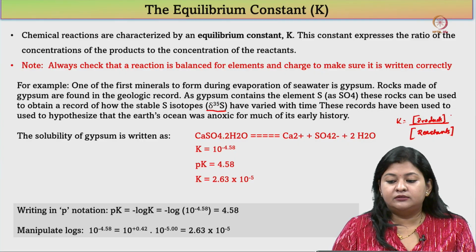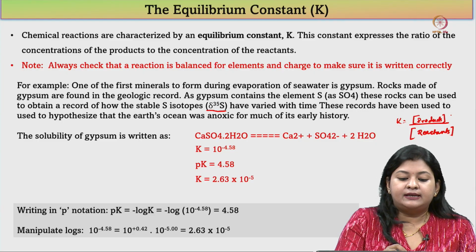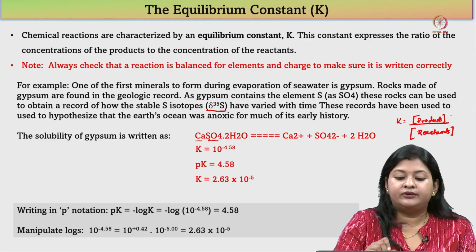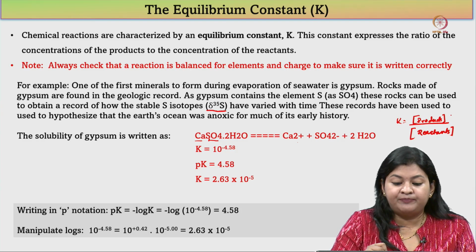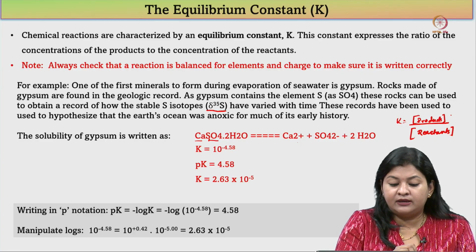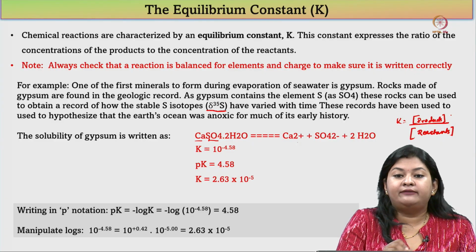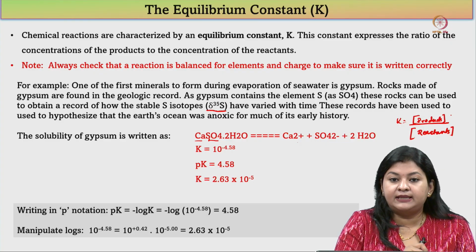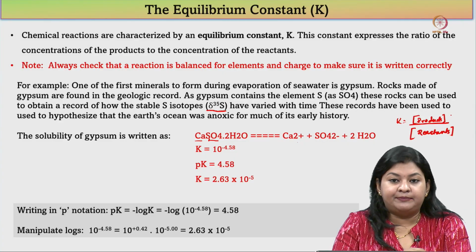So, this equation we write: gypsum, that is CaSO4·2H2O, which is a hydrated form, will form Ca2+ plus SO4 2- plus 2H2O. And the equilibrium constant value is equal to 10 to the power minus 4.58. That is determined experimentally in the lab.